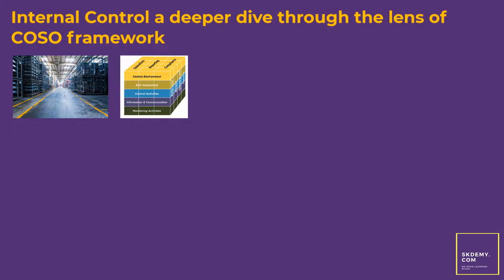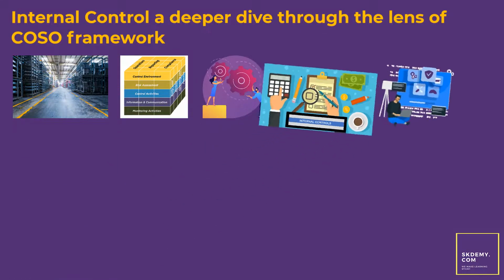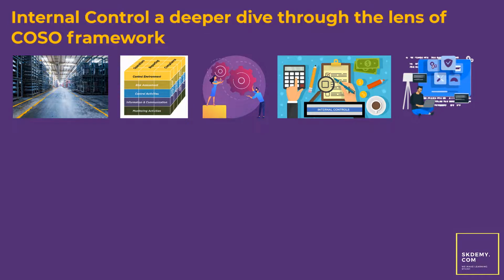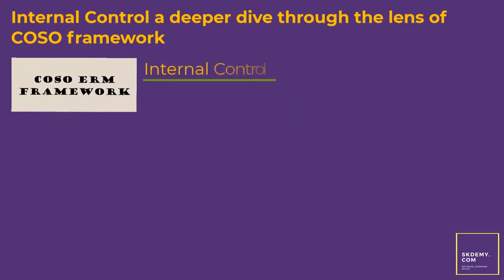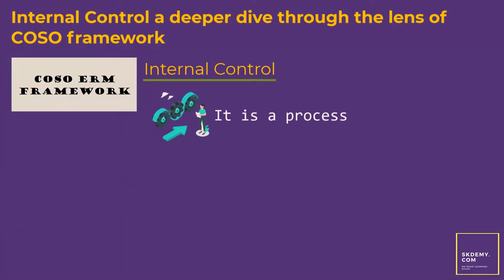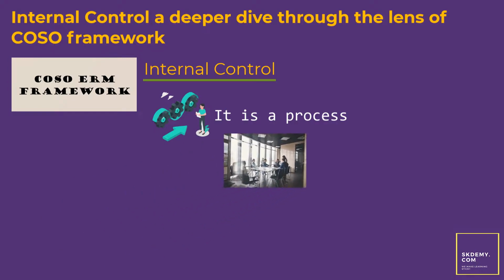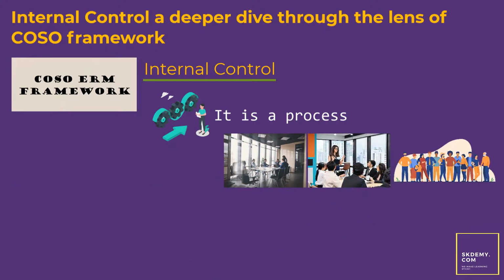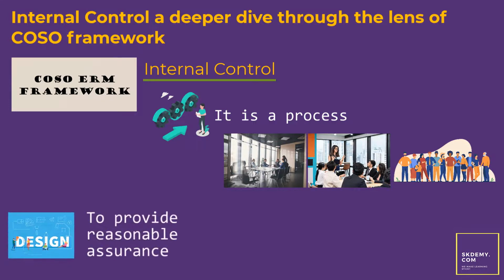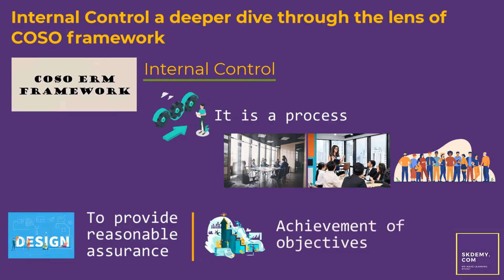Let's see how Nosedive can implement an effective internal control system which will fulfill the definition. Let's revise it once more before we start discussing the components and principles. COSO defines internal control as: internal control is a process effected by an entity's board of directors, management, and other personnel, designed to provide reasonable assurance regarding the achievement of objectives relating to operations, reporting, and compliance.